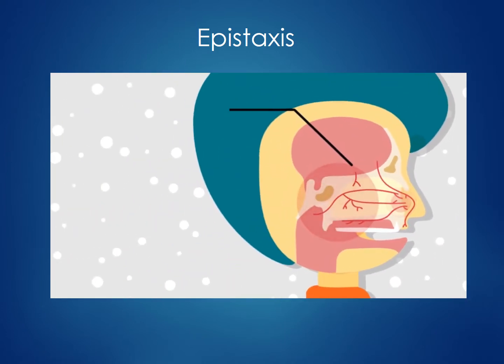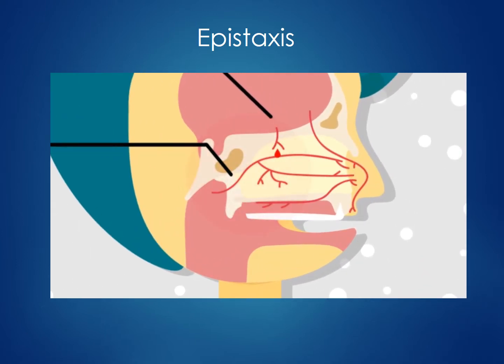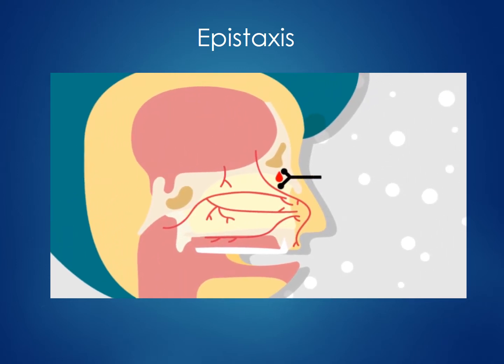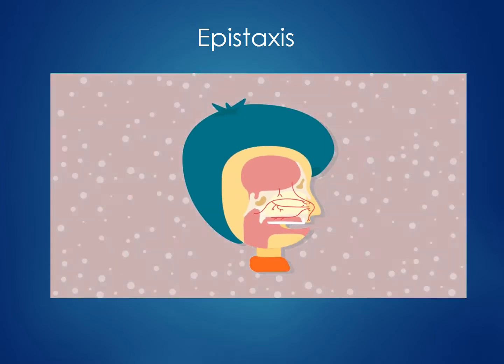2. Posterior part of the nasal cavity. After bleeding from here, blood flows directly into the pharynx. 3. Diffuse. It is bleeding from the septum and lateral wall. This is often seen in general systemic disorders and blood dyscrasias.